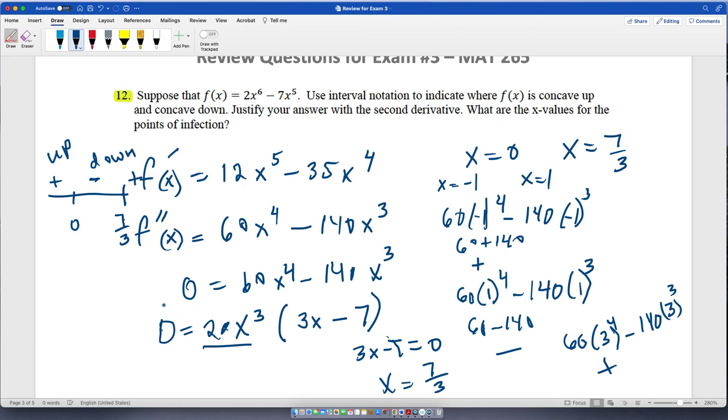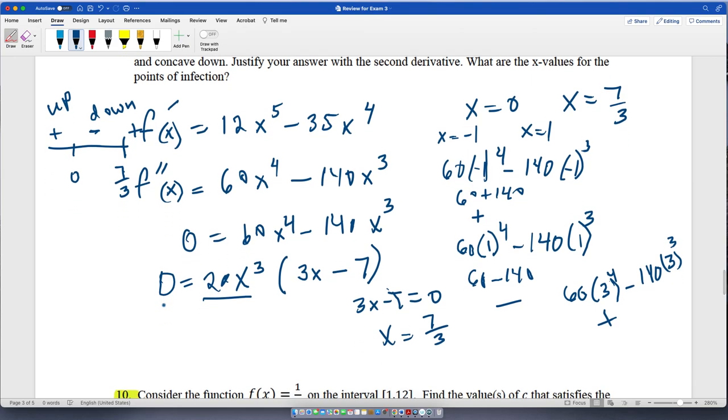So the bottom line is, what's our answer? Well, it asks, where is it concave up? Concave up, we'll just do CU, is from negative infinity until zero. And then it's concave down for a while. And then it's concave up from 7/3 to positive infinity.